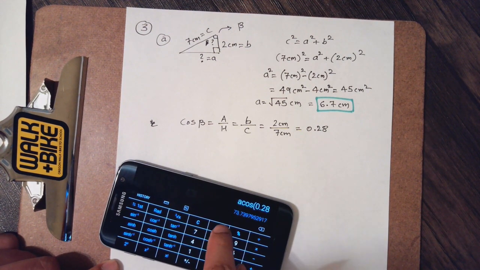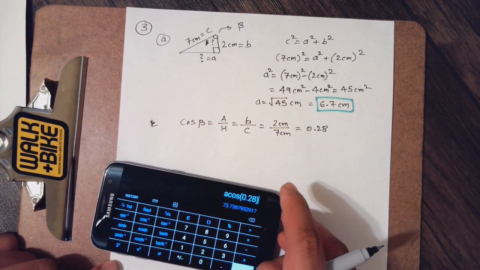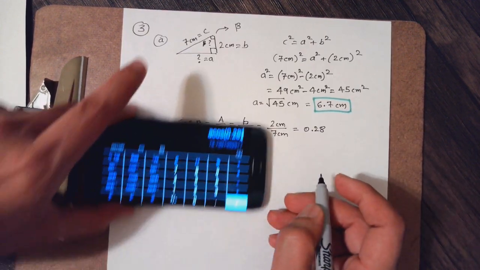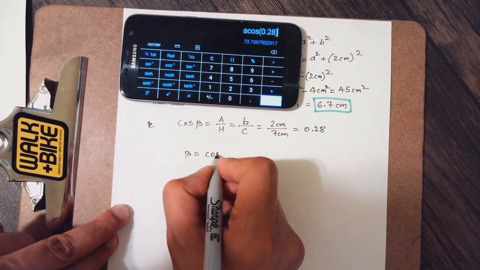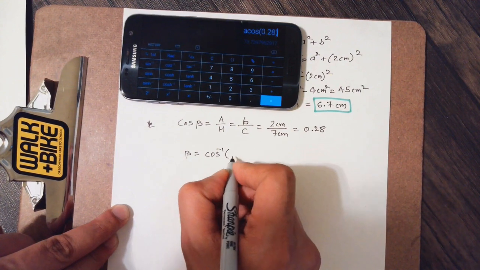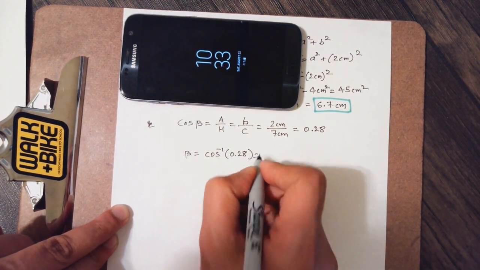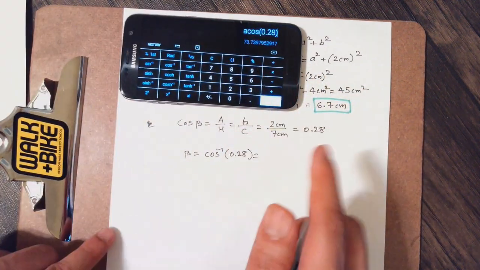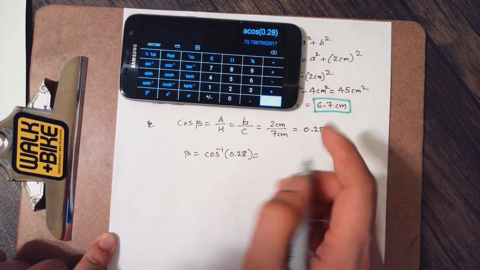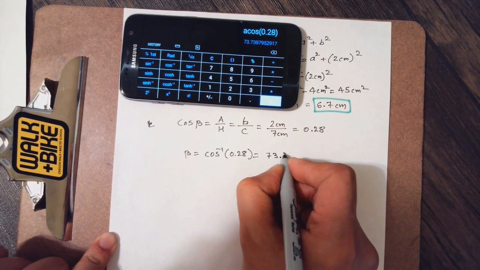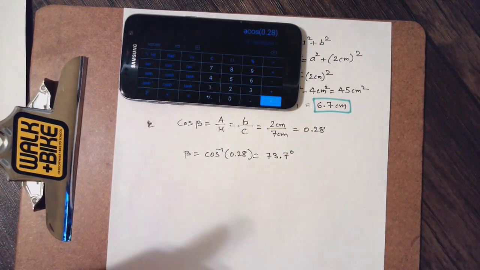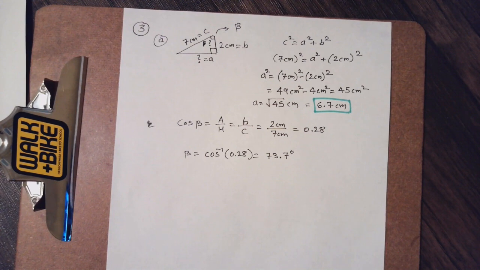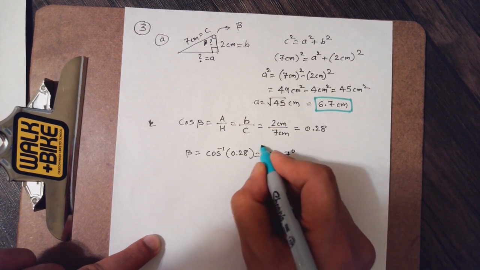0.28. That is 73.7. So that means the angle beta is cosine inverse, it's written this way, of 0.28, which is 73.7 degree. Remember to write degree here, because we're using the degree as our unit of angle, okay, as opposed to radian.